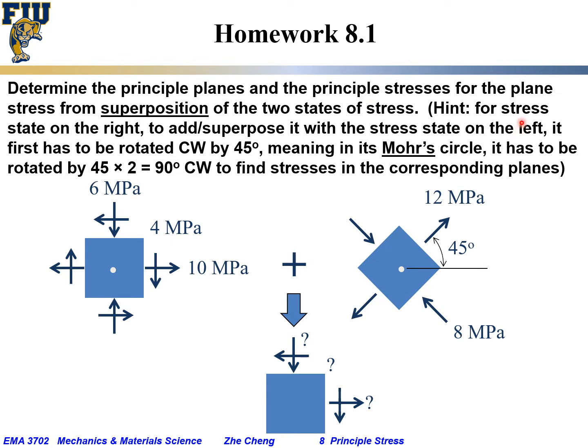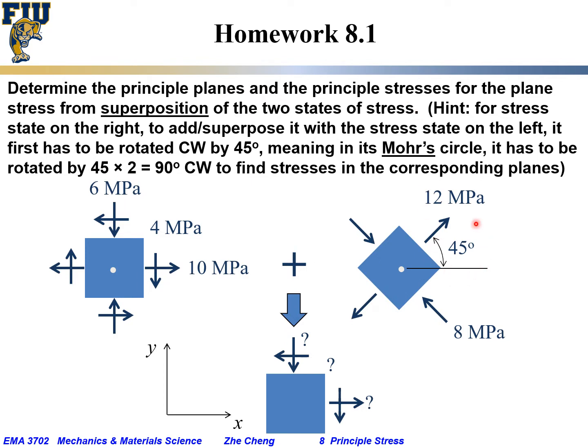The hint, of course, is that you can do this by rotating or transforming the stress state on the right. For example, rotate it clockwise 45 degrees to be aligned with the stress state on the left, and then you can do superposition or linear addition. Once you have the combined stress state, you can use the Mohr circle to get the principal planes and the principal stresses.